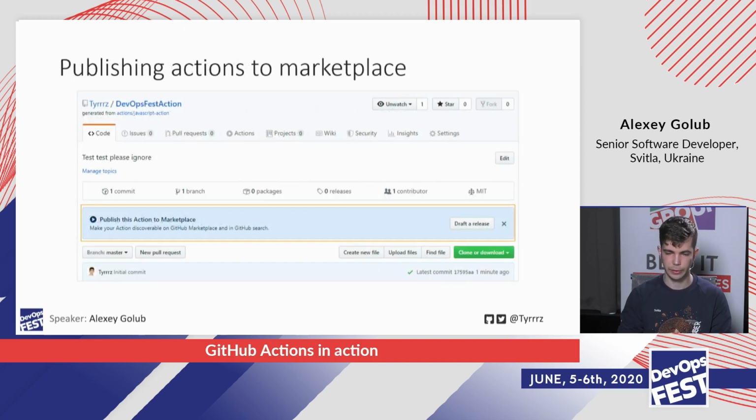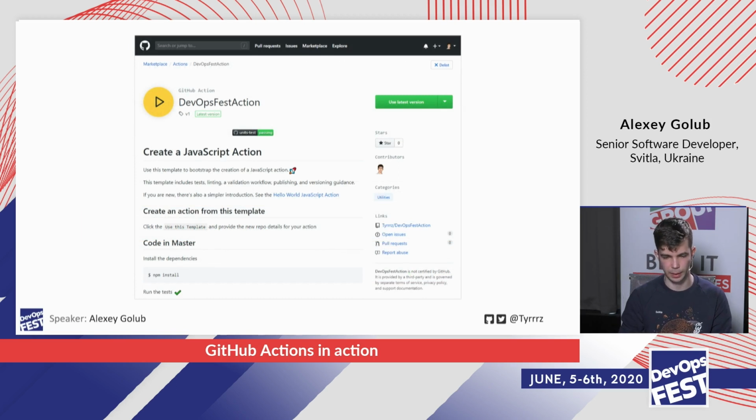And if you want to publish your actions, you can just create a release, and that automatically adds it to the Marketplace. As you can see, I've added an action that I created earlier to the Marketplace, and it just shows up there. This is just the README file and stuff like that.